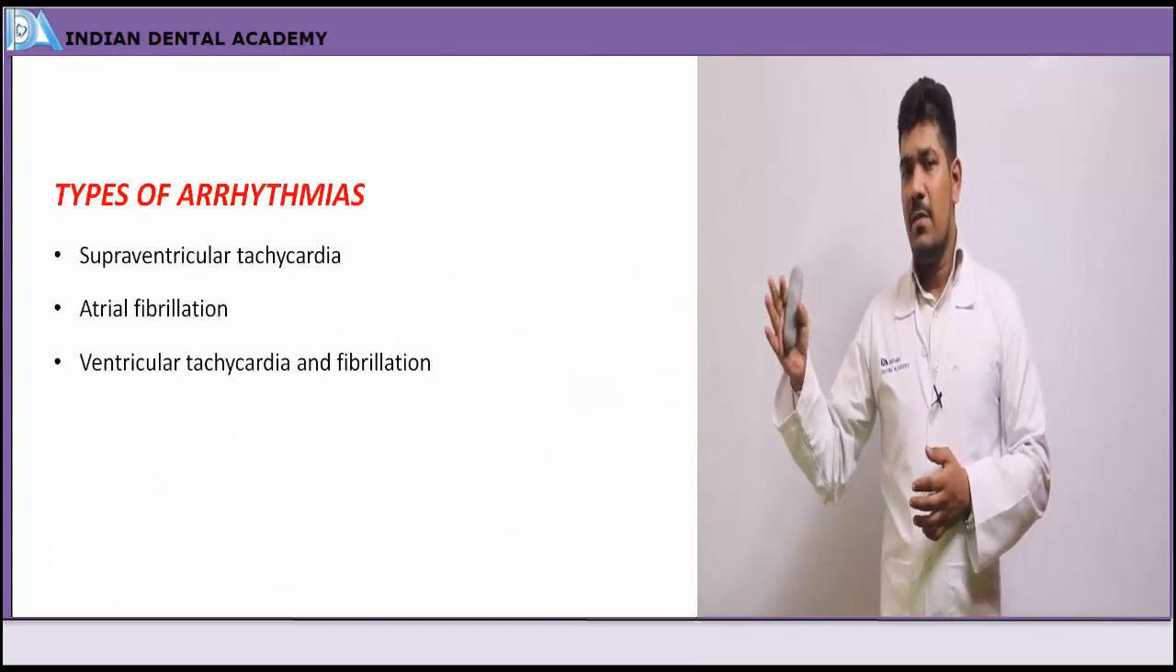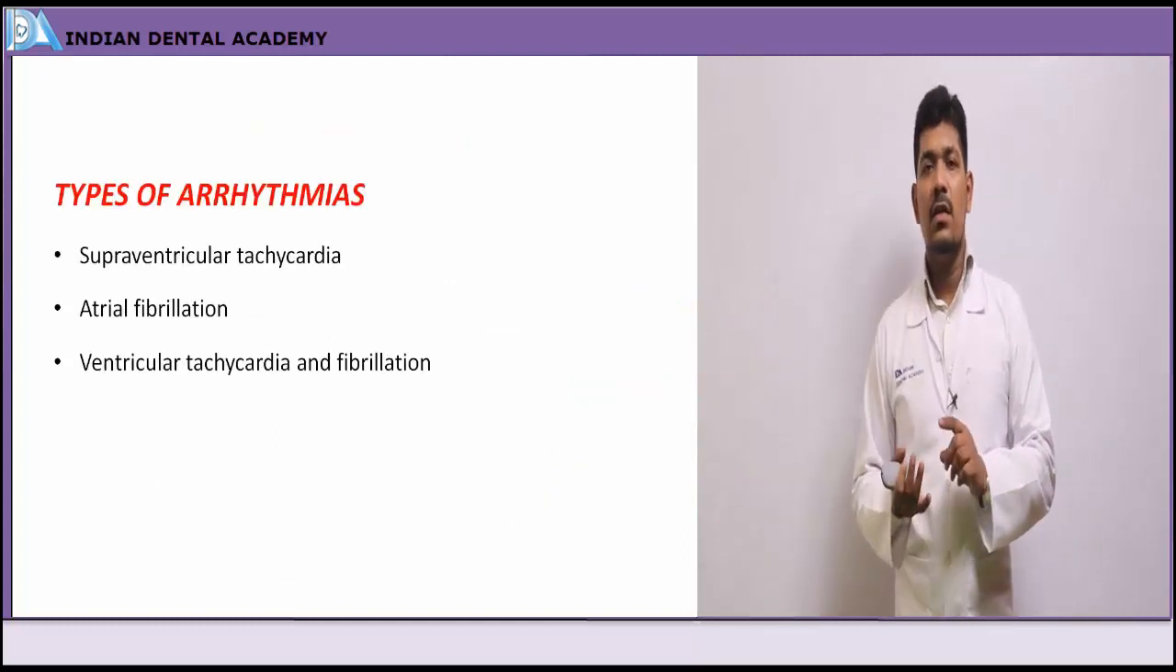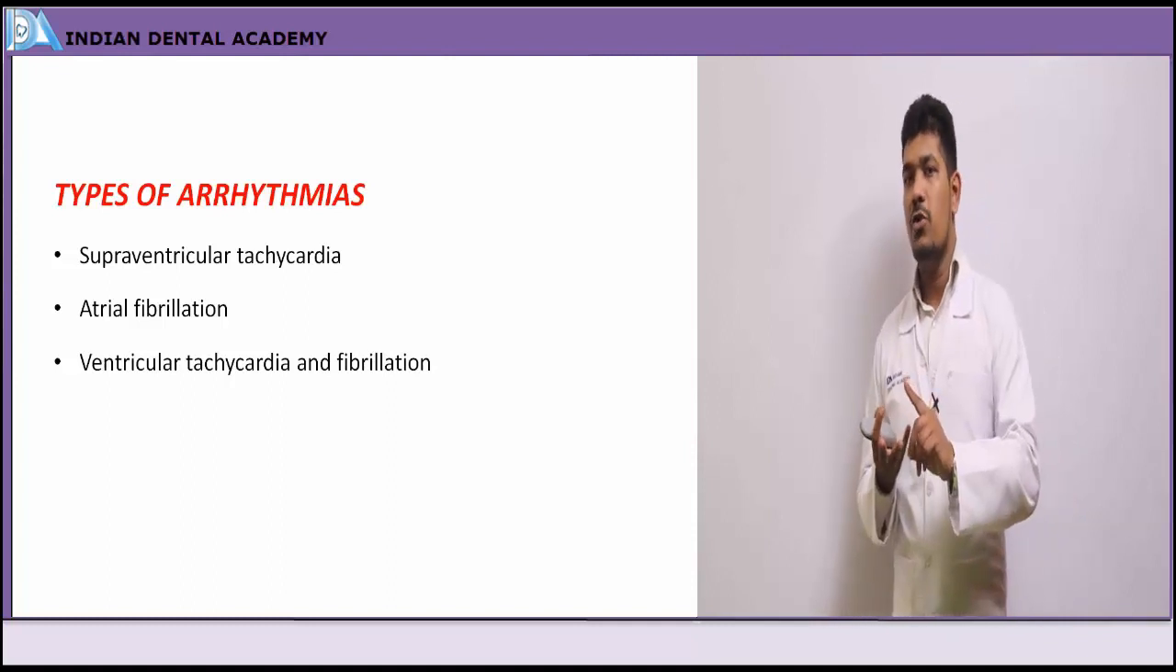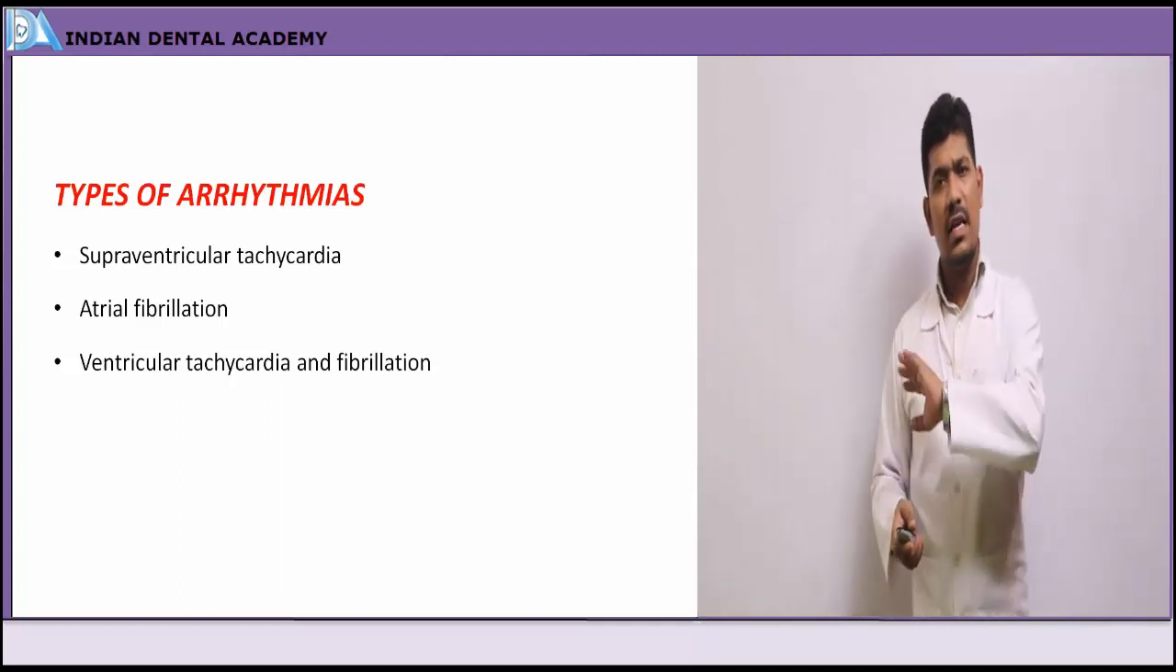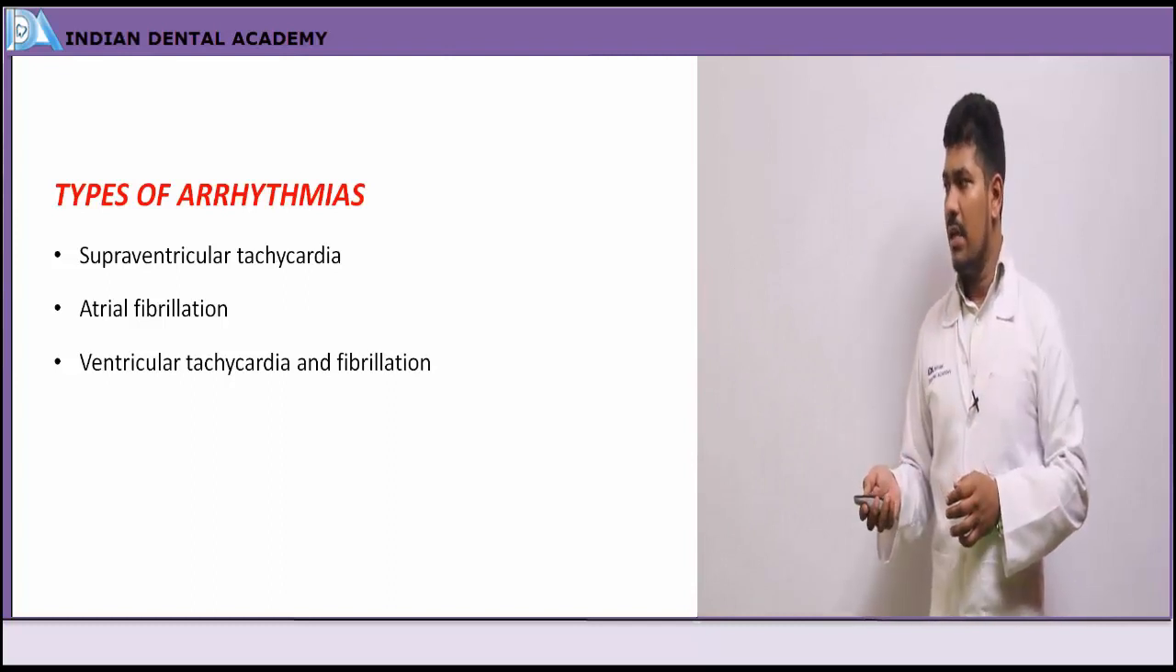So if you go for the classification of arrhythmias, it is quite simple. It is either atrial fibrillation or supraventricular tachycardia or ventricular tachycardia. You just have to know about this classification.